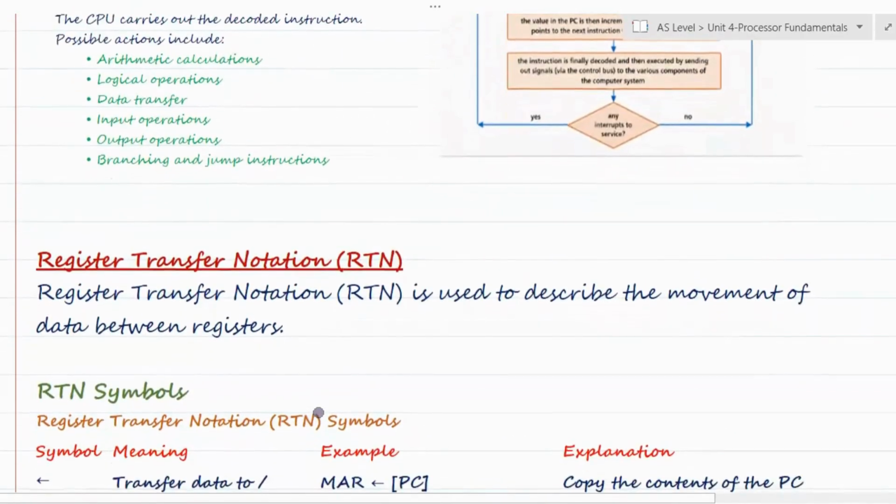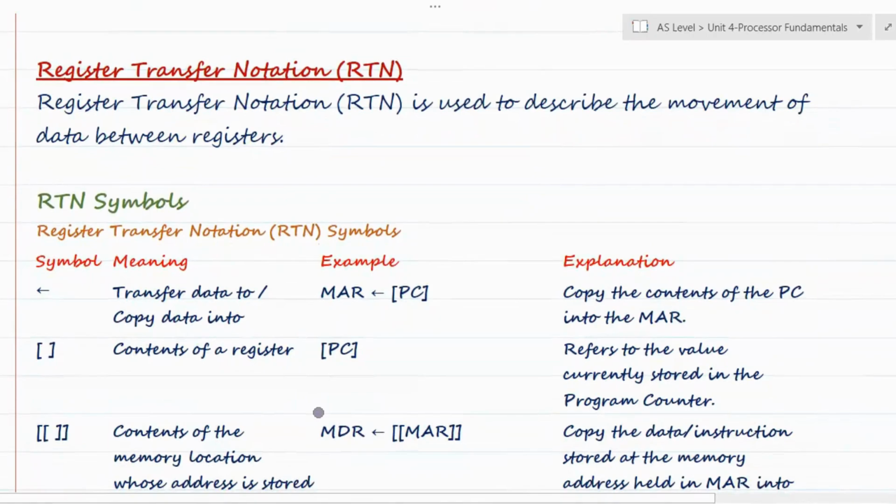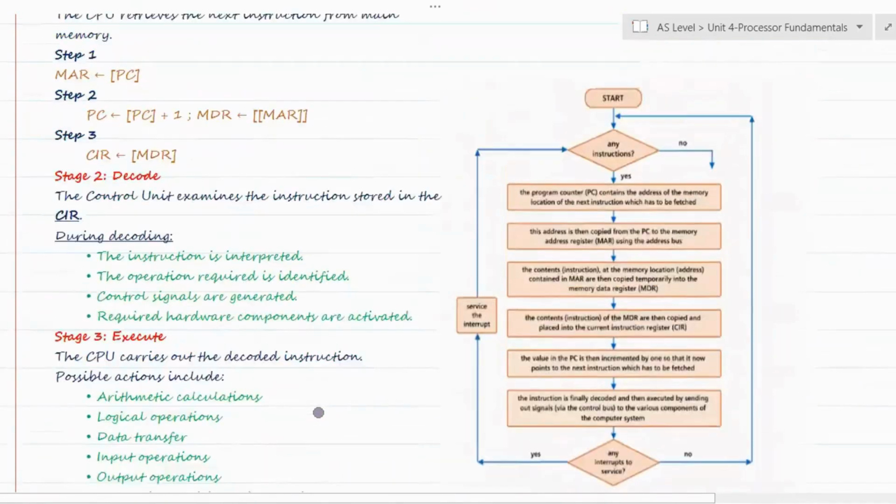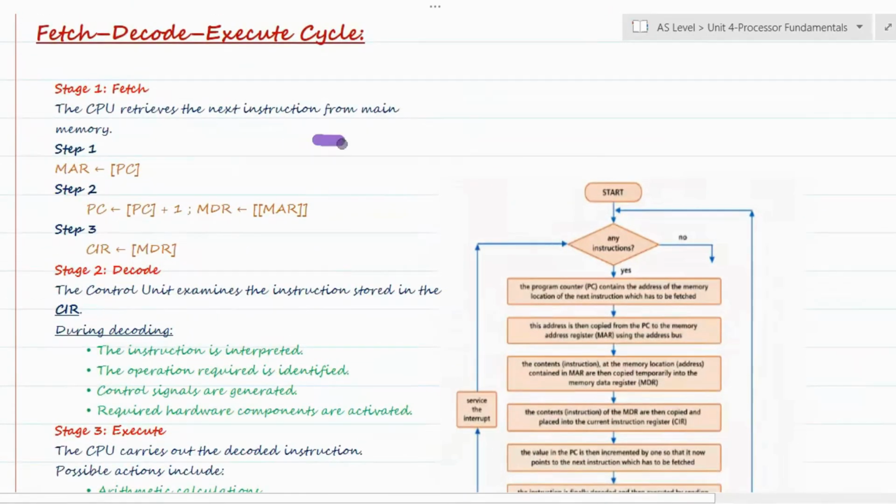All right. Now let's have a look at register transfer notation. Whatever we have written here is written using register transfer notation. As I said, we'll learn why there is a single bracket, why there is a double bracket, what the meaning of this semicolon is, and what the meaning of this arrow is. All this we are going to understand now.